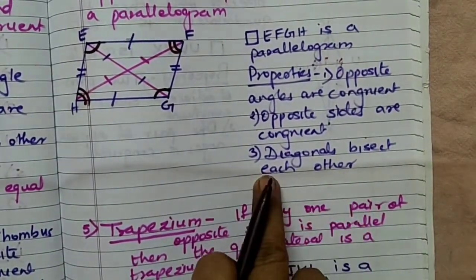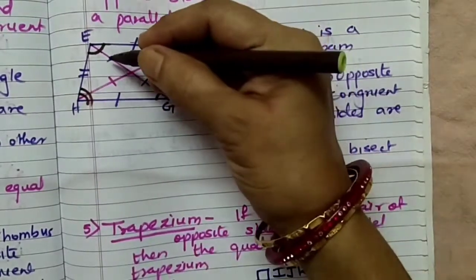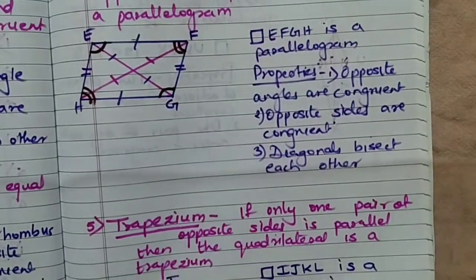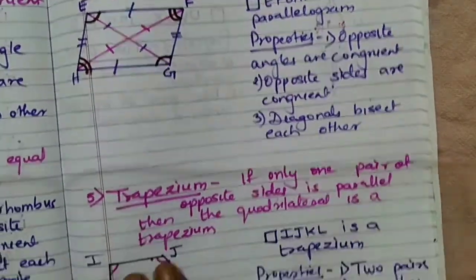And diagonals bisect each other. Diagonals also bisect each other, that is they divide each other into equal parts. So I have marked with the same colored pen that they divide each other. So this is a property of a parallelogram.